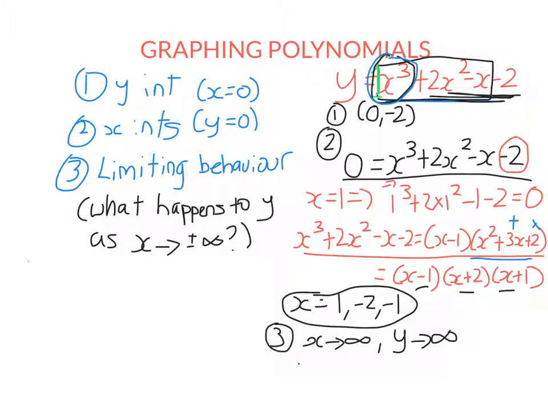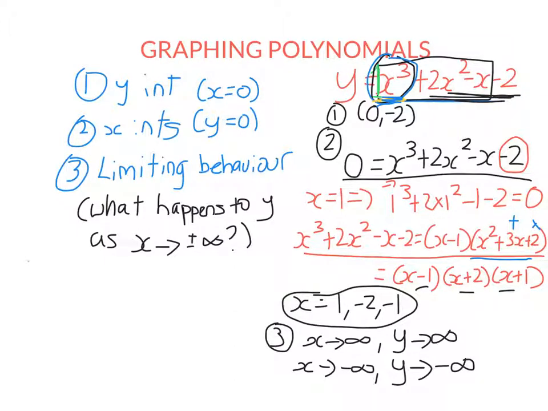It's going to get larger and larger as x gets larger and larger. Now, as x gets more and more negative, what will happen to y? Well, once again, this term is going to dominate. When you take a negative number and cube it, you get a negative number back. So what is actually happening here is, as x gets more and more negative, y will actually get larger and larger, but more negative as well. And that's because of this term here, the first term, x cubed.